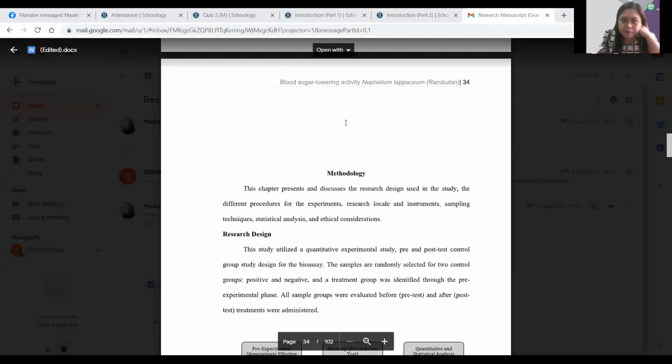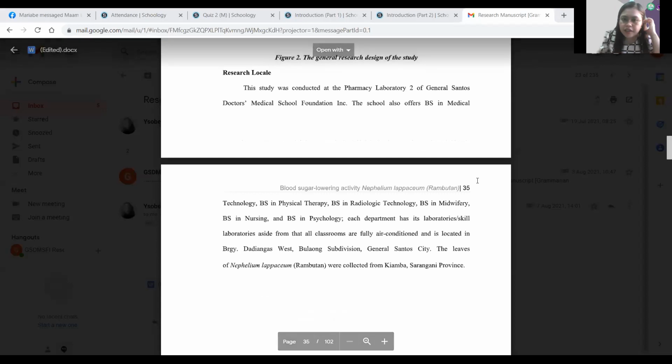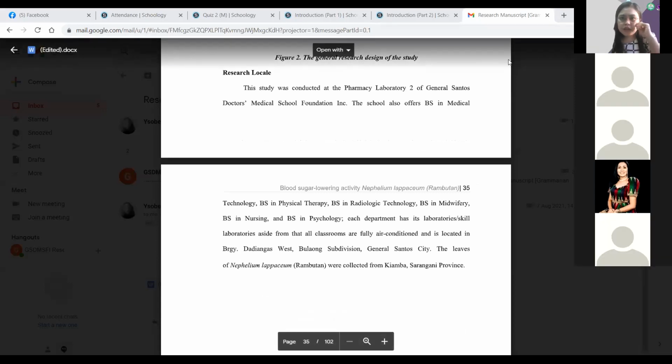This is the population and sample. So let me give you an example of a research locale again. This one is for the experimental study, para may picture kung paano niya siya himuon. This is the research design. After the research design will be the research locale. So look at the research locale.